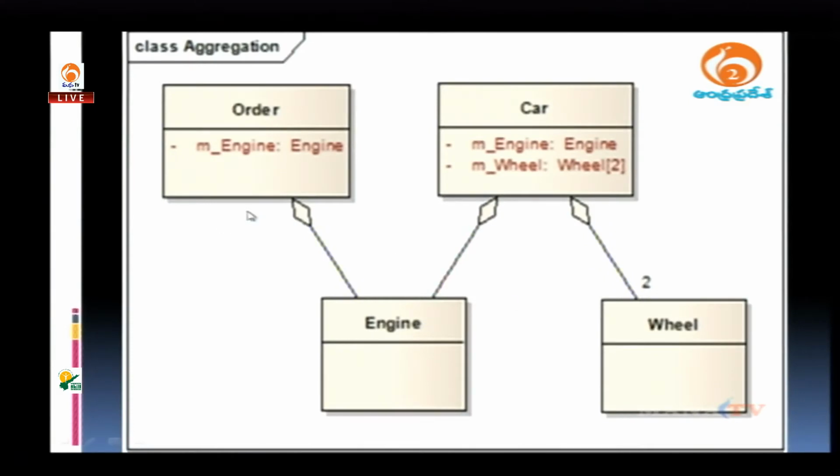Means the car has a relationship with the tire and different components. To build a car, they take different components. You can see here the diagrammatic representation. Car has an engine, car has a wheel. This arrow mark is a representation of the has-a relationship. This is a has-a relationship example.